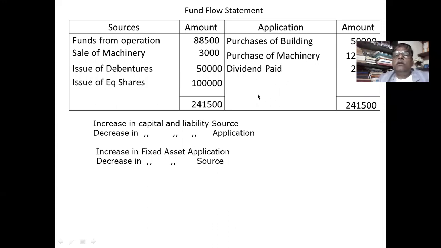Your change in working capital is 40,500. A difference of 40,500 should come. So increase in working capital is 40,500, the difference. If you record this, the source must be equal to application. Okay, increase in working capital is recorded on the application side. If there is a decrease in working capital, you write it on the source side. Like this you complete the problem.